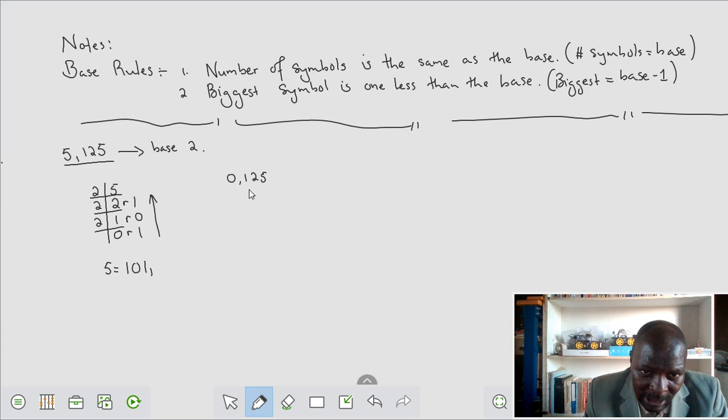0,125 times the base. We divide by the base and we multiply by the base. So that time we were taking remainders. This time we're going to take carries. We keep the number of decimals the same. There is a scenario where last time I just jumped and said 250 because my head was already on base 2.